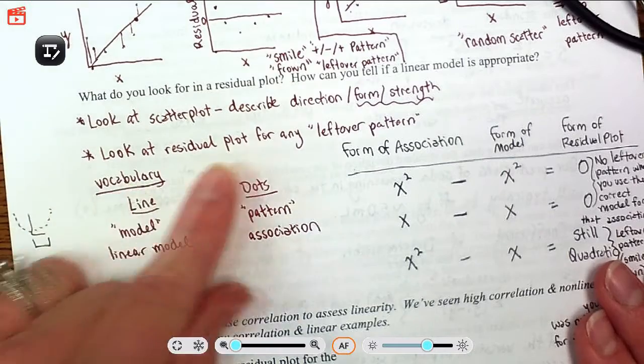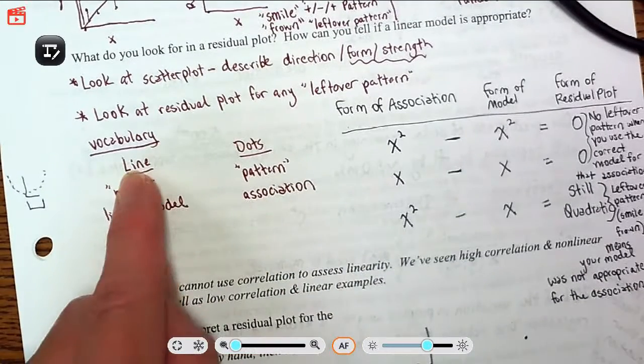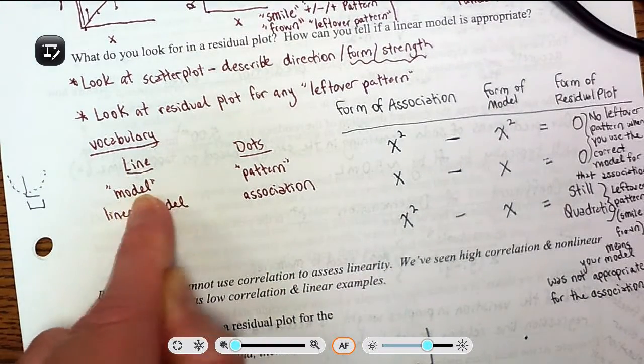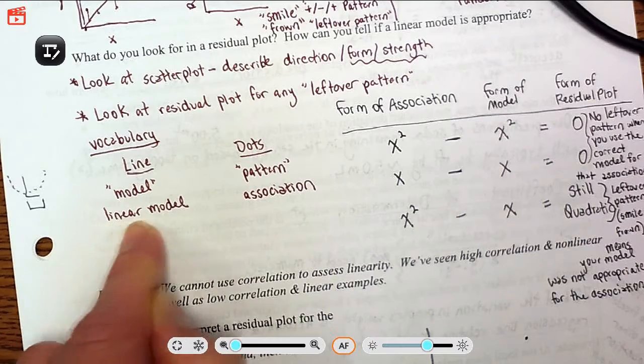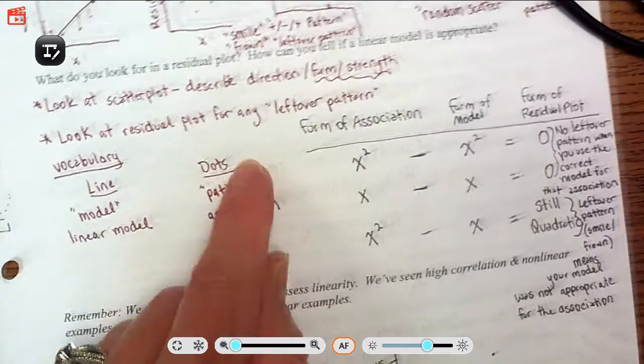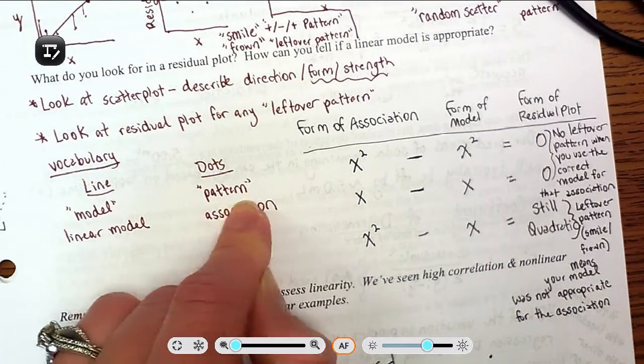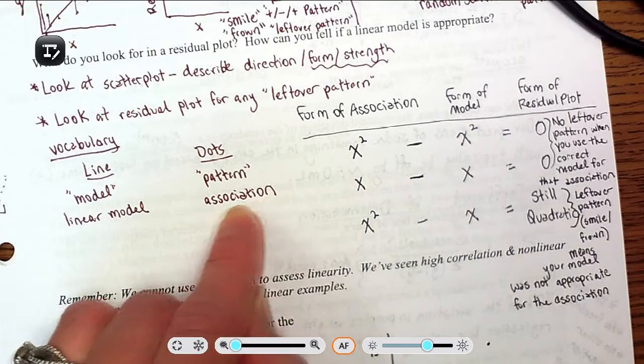Now here's some words on how to describe things. The line, we will refer to it as the model or the linear model. But the actual points in the data plot, we're going to refer to them as the pattern or the association.